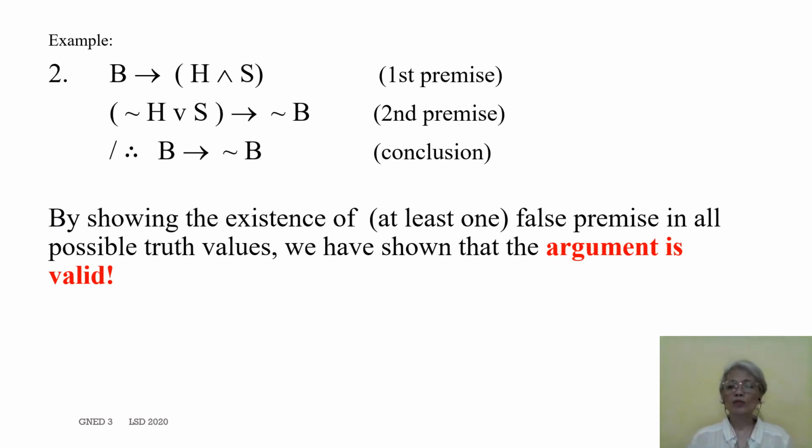Now, since we have shown the existence of at least one false premise in all possible truth values, we have shown that the given argument is valid.